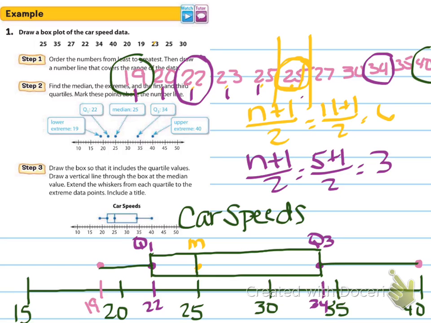So if I were to look at this information and say, okay, what does this box plot tell you? Well, it tells me that most people, like 50% of the people, are going between 22 miles per hour and 34 miles per hour. 50% of the people are doing that. I would say that the fastest person is going 40 miles per hour and the slowest person is going 19 miles per hour. I'd say that the median average is 25. And all of that is in this box plot.